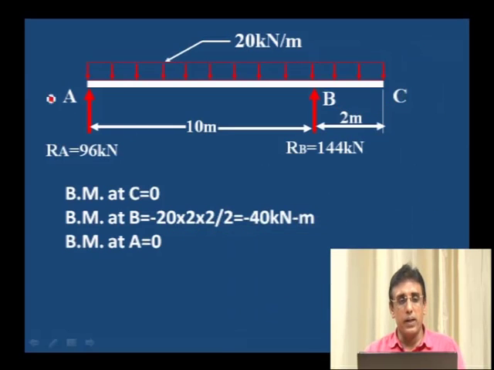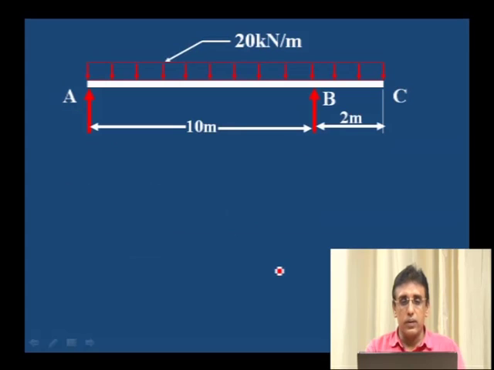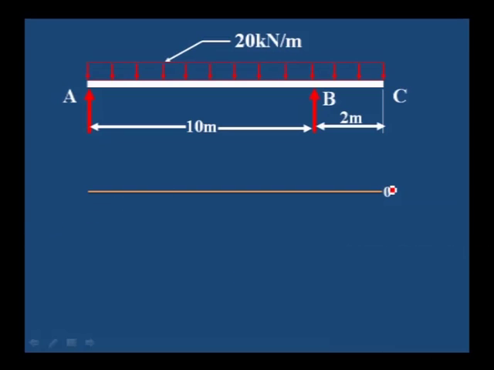Then the bending moment at A is 0. A is 0, C is 0, and at B we have the value of minus 40 kilonewton meter. Let us draw the shear force and bending moment diagram. For drawing the shear force diagram, first draw the horizontal line.